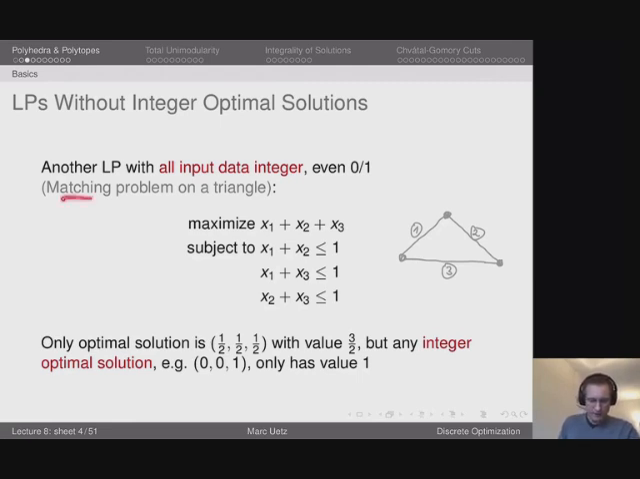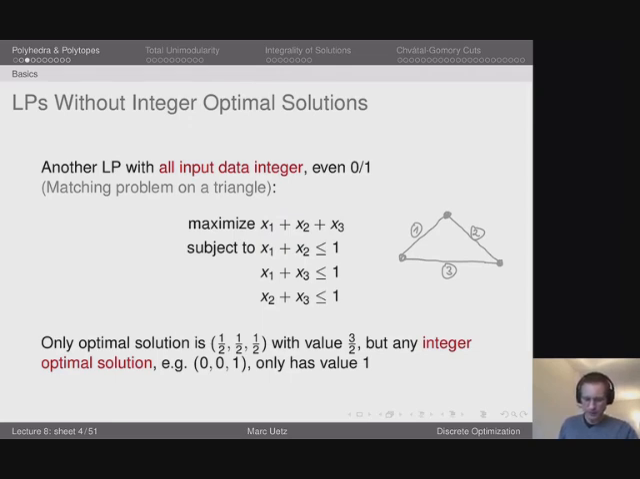And the problem is a matching problem on a triangle. So if you look at the picture here on the right, we want to compute a matching in this simple graph, which is just a triangle. So that means we are selecting edges 1 or 2 or 3, and you already see that we can only select one of the edges because it's required to be a matching. And what's the corresponding linear program? We want to compute a maximum matching in this graph. So we maximize the number of edges that we select. So x_i would correspond to the decision to select edge number i.